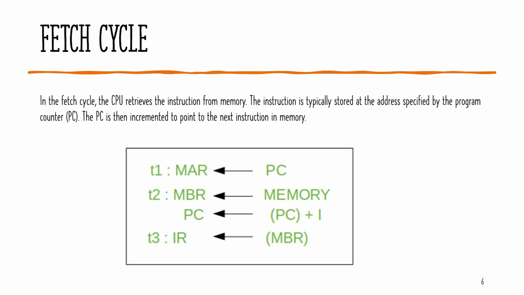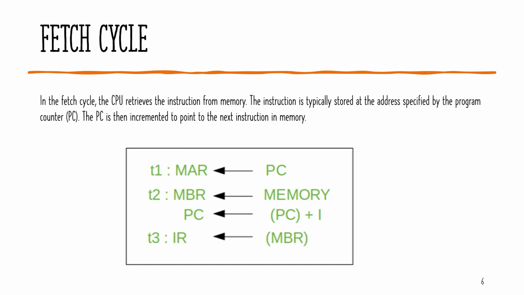Hello everyone, I am Pranay and I am going to explain the fetch cycle. This is the first cycle of the instruction cycle. So, what is fetch cycle? In the fetch cycle, the CPU retrieves the instruction from memory. The instruction is typically stored at the address specified by the program counter. The program counter is then incremented to point to the next instruction in memory.